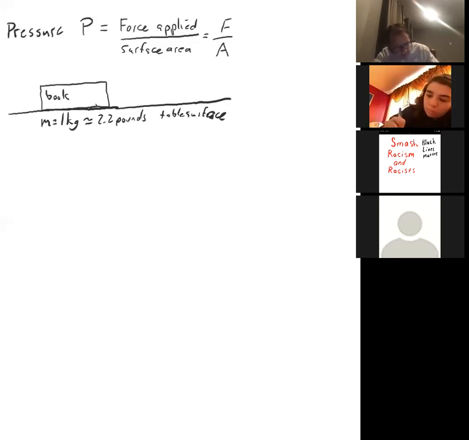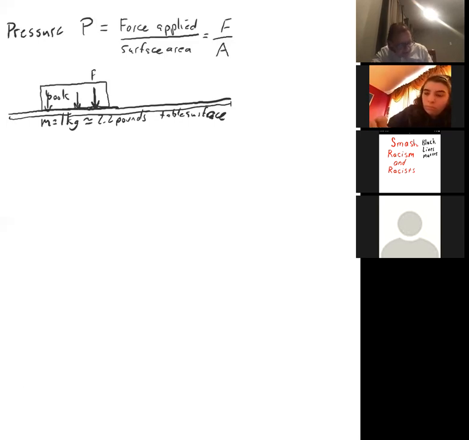Okay, so you got this table here. What happens when the book is sitting on the table is the book has weight. Weight is an example of a force. So the book is applying a force onto the surface of the table. So there's a force downward, right? And it's just on the surface of that table.